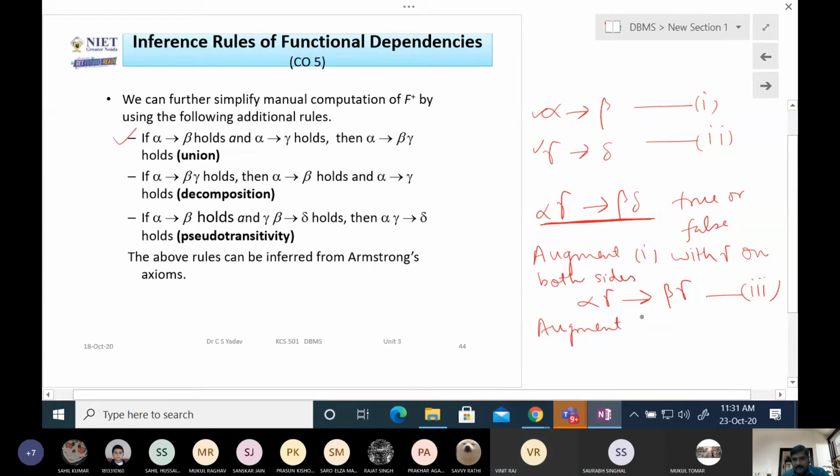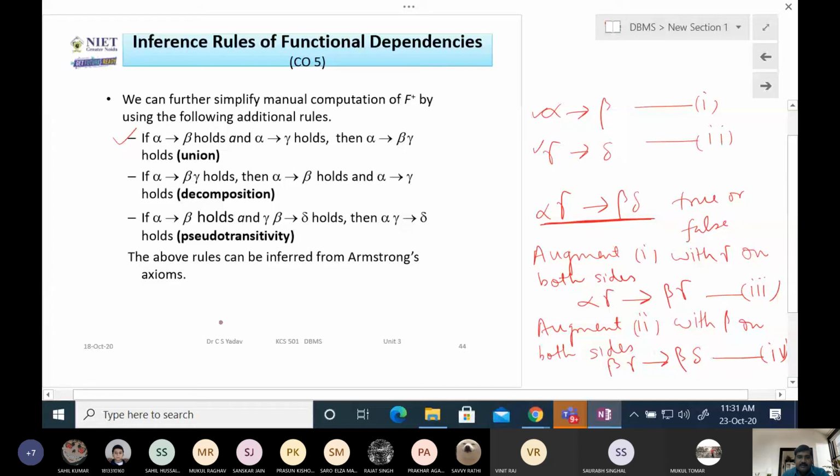Augment second equation with beta on both sides. Then we will get beta gamma determines beta delta. This is the equation 4.